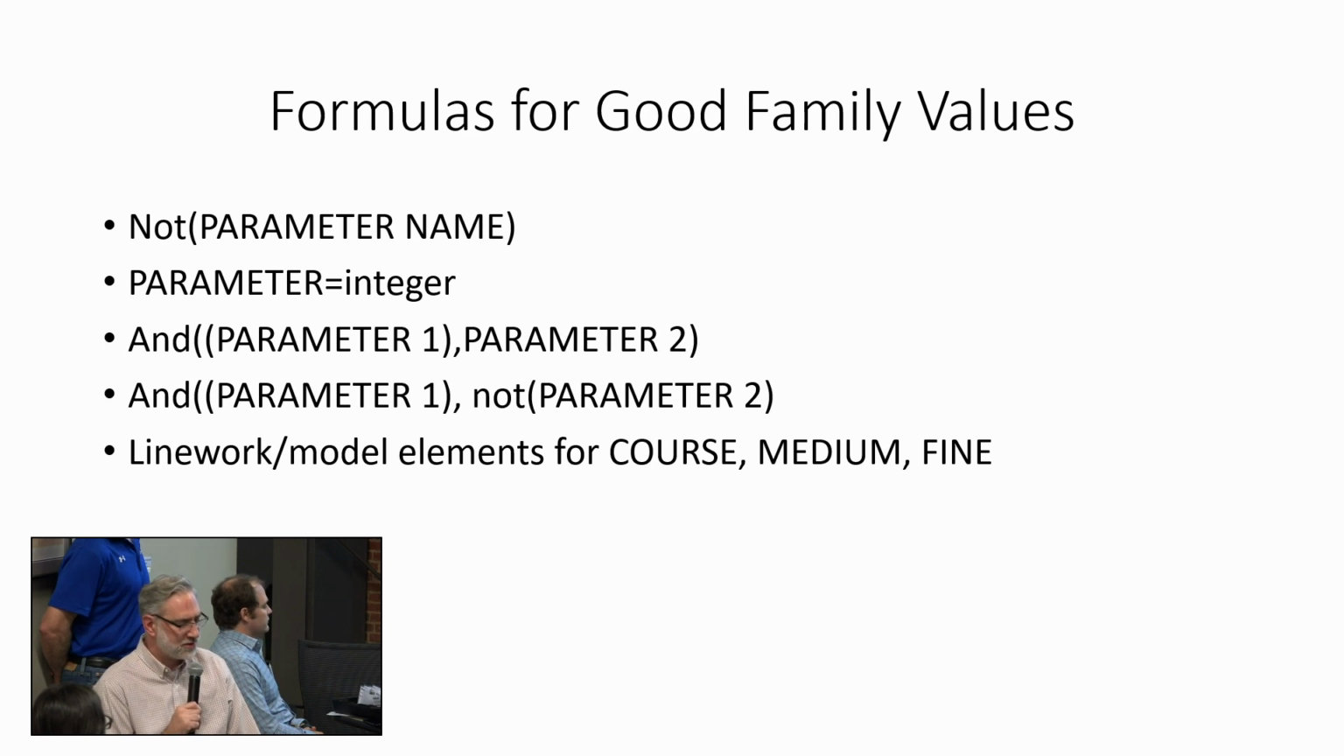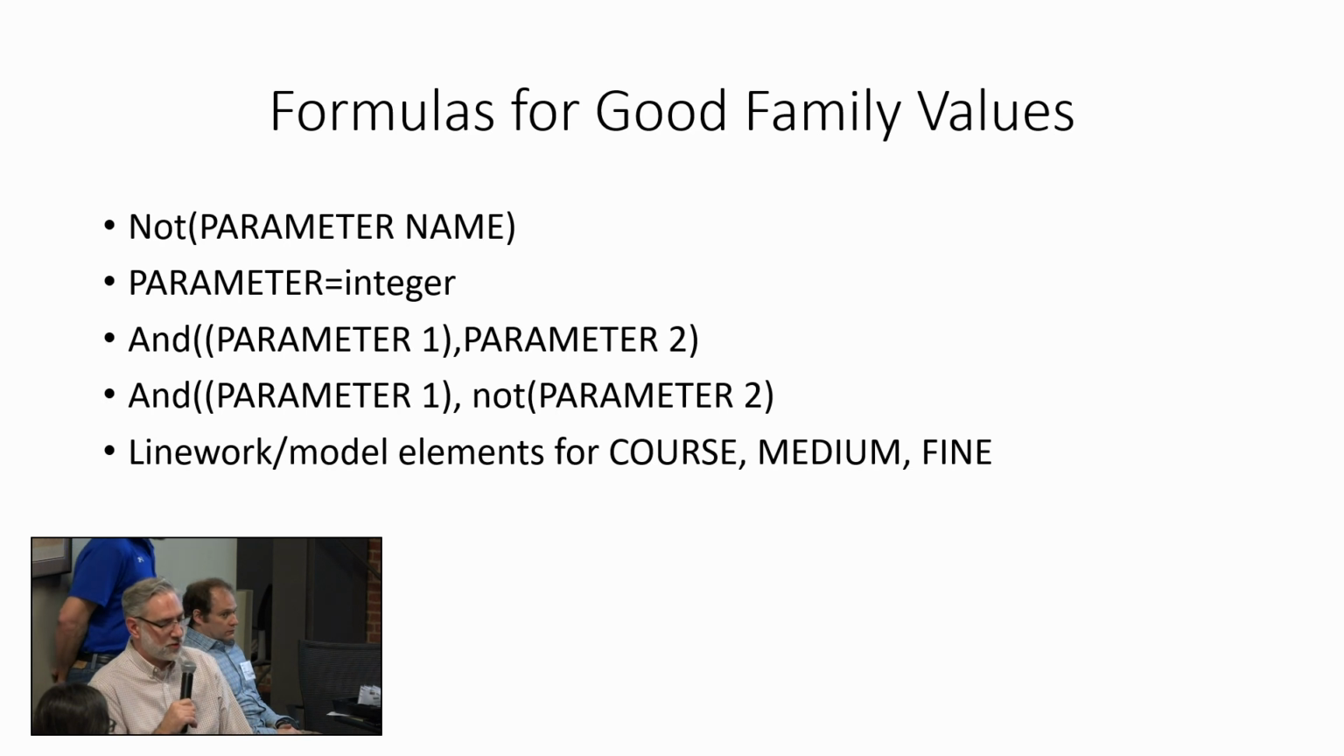The parameter equals integer would be the office equals 3, 4, 5, that sort of thing. That and the next one below it are definitely ones that allow you to generate more options besides A or B when creating a family. And then the last one, of course, is trying to leverage coarse, medium, and fine in the line work so that we're not doing a lot of filter overrides just to make something look good at the right scale.